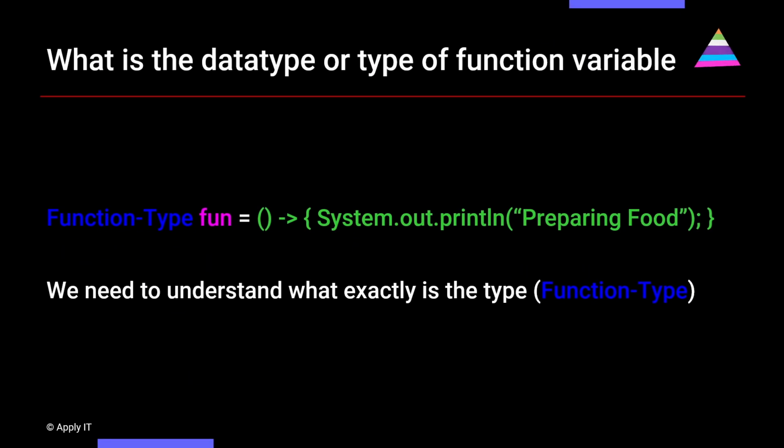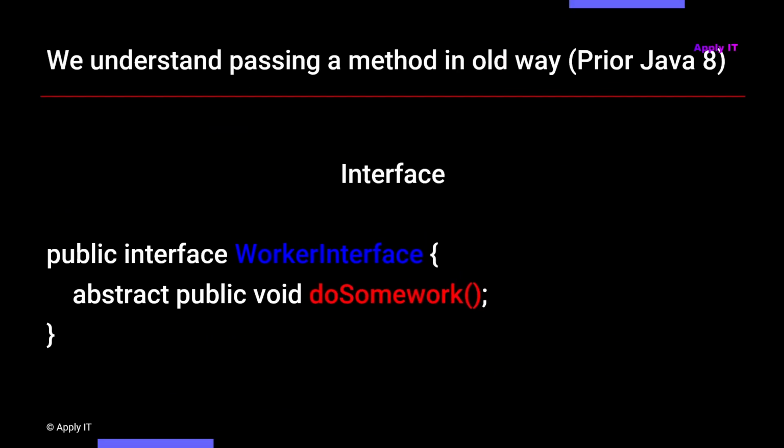So in the same way, whenever we create a function as a value, what is the data type of that Lambda expression? We need to understand what exactly is this function type that we have written in this statement, where we are assigning this Lambda expression, which is a function as a value, to a variable called fun, and for that fun variable we are looking for the data type, this function type. So first we understand how exactly we were passing a method prior to Java 8.